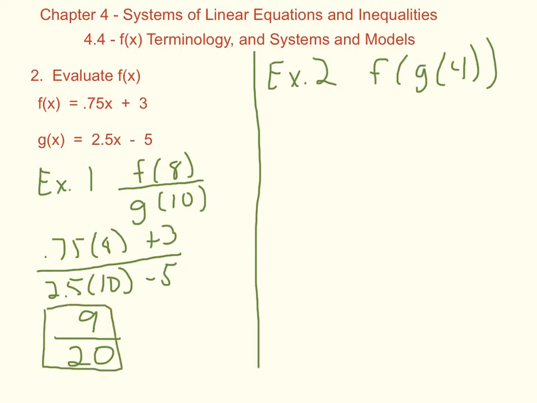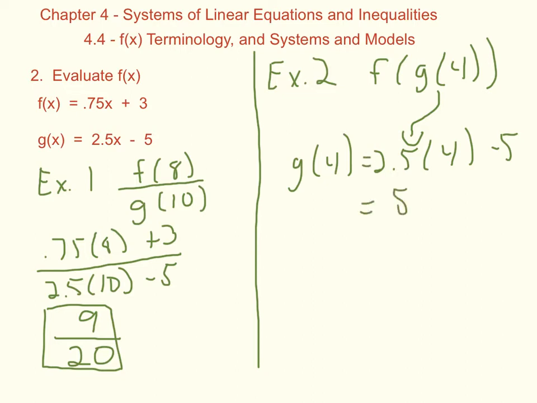Now example 2 is a bit more difficult, but only conceptually. You would call this f of g when x equals 4. Just like order of operations, we work from the inside out. So here's what we do first. We evaluate g of x when x equals 4. g of 4 equals 2.5 times 4 minus 5. 10 minus 5, so that equals 5. So now we substitute this value in for g of x when x equals 4.